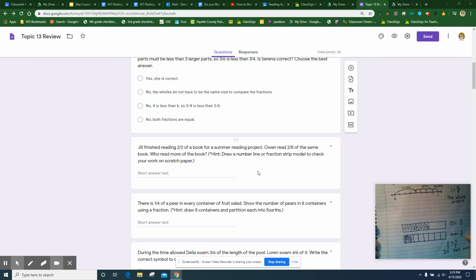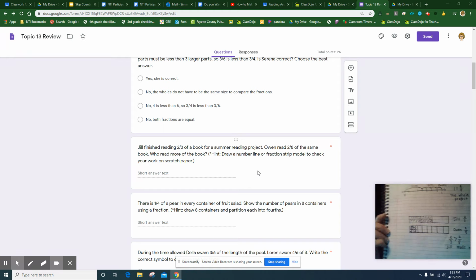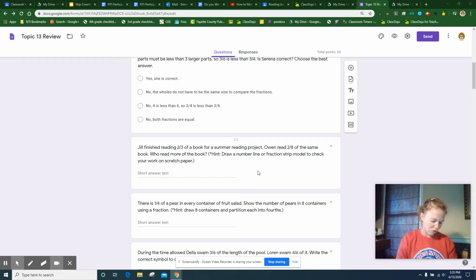The part that is different is the denominator. I know that the bigger the number for the denominator on the bottom, the smaller each part will be. So I proved that with my picture model that I can see that 2/3 is greater than 2/8, which means that Jill read more. Okay, so that's how you can model with fraction strips.